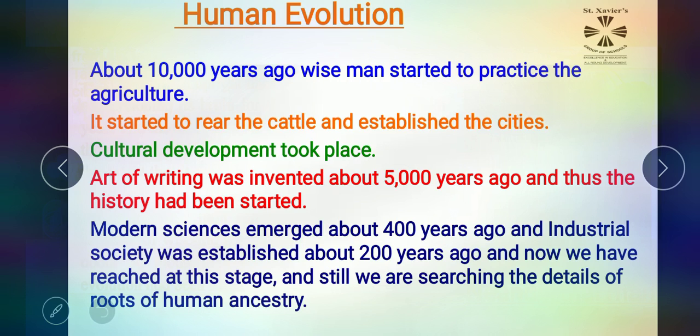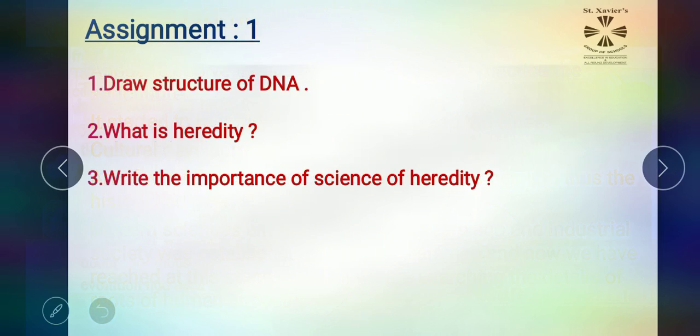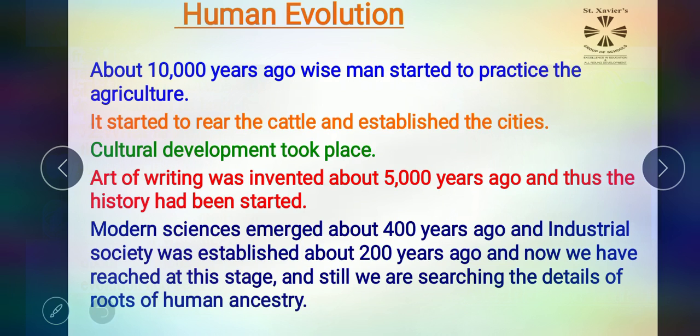Modern sciences emerged about 400 years ago, and industrial societies were established about 200 years ago. Now we have reached this stage, and still we are searching for the details of the roots of human ancestry, students. So this is the end of our chapter, Heredity and Human Evolution. We are at the end of Human Evolution. Our chapter ends here.